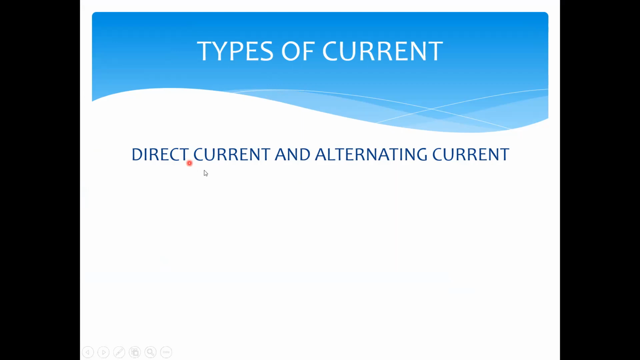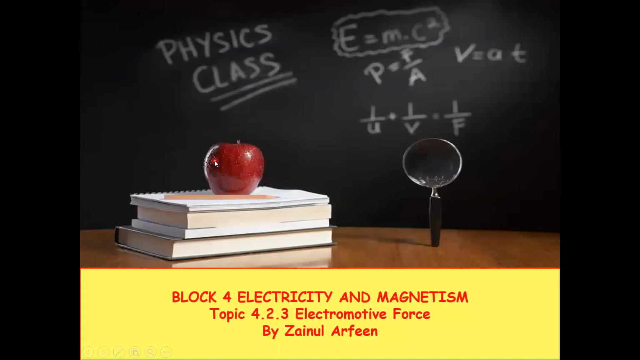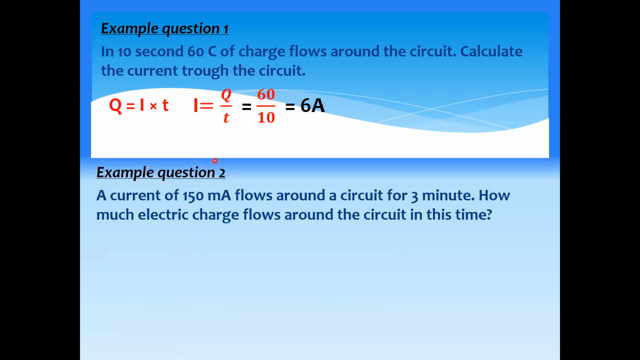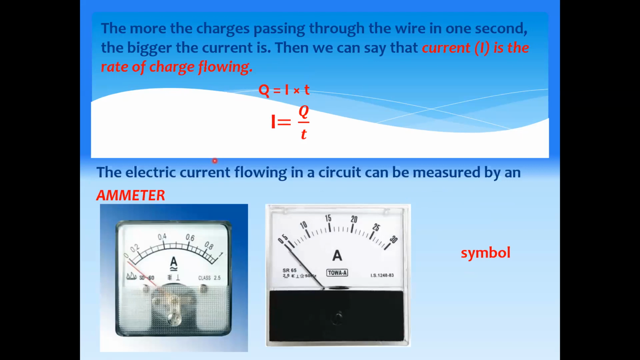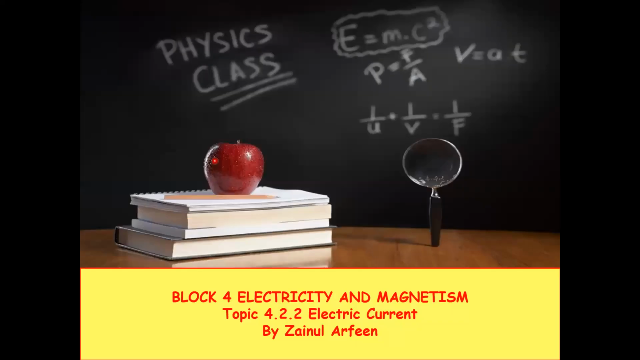And current can be alternating or direct. Alternating means the current changes direction continuously, and direct means the current does not change direction. So we are done with the topic electric current. In the next session we will do voltage and electromotive force, also known as EMF. Any question or doubt related to the class today?